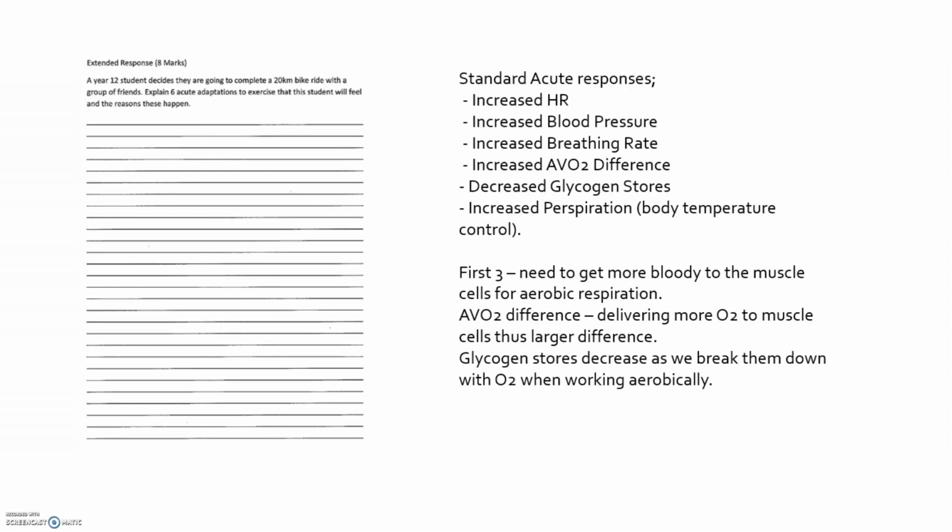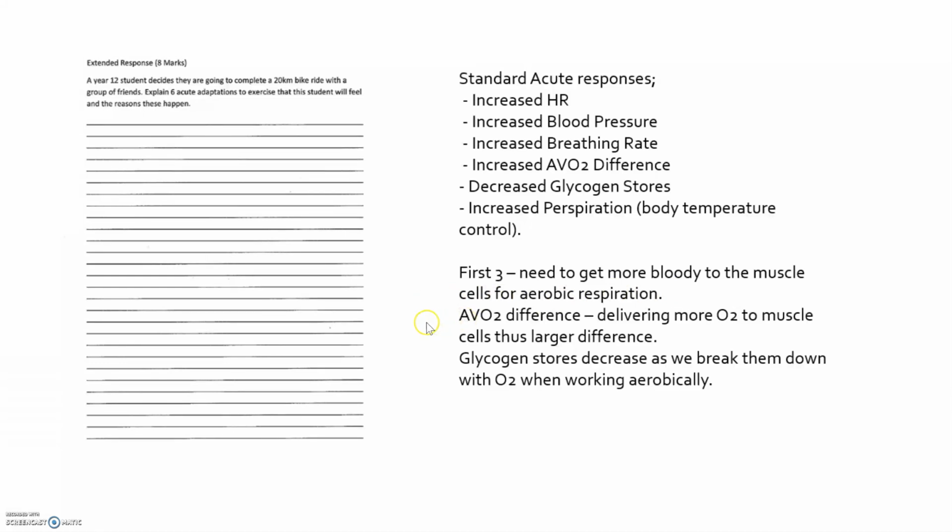So this extended response, looking specifically at acute responses, asks for 6 acute adaptations. I've mentioned the increased heart rate, increased blood pressure, increased breathing rate, increased AVO2 difference, decreased glycogen stores, and increased perspiration. In terms of the first 3, the reasons why they happen, heart rate, blood pressure, breathing rate, is to get more blood to the muscle cells for aerobic respiration, more oxygen through that blood.